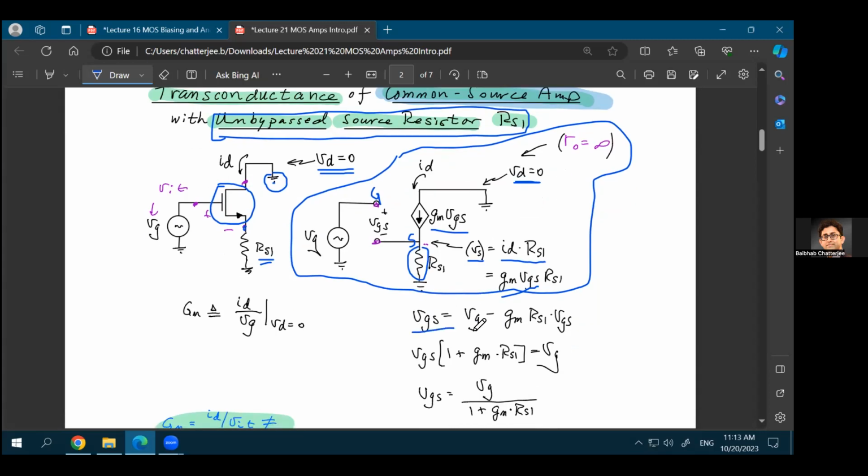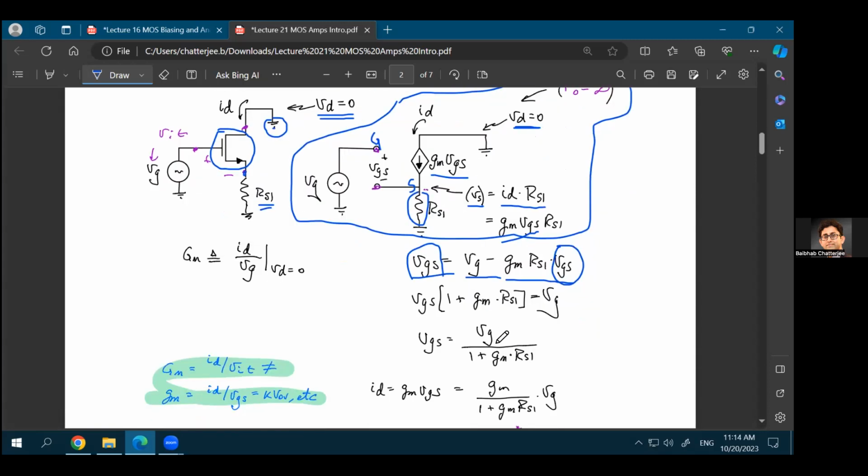So what would be your VGS? VGS is VG minus VS. Gate to source voltage is the gate voltage minus the source voltage. So VGS is equal to VG minus GM times RS1 times VGS. Now you see you have VGS on the left side, and you also have a VGS term on the right hand side. You can take all the VGS terms on the left hand side of the equation and write VGS times (1 plus GM times RS1), and that will be equal to VG.